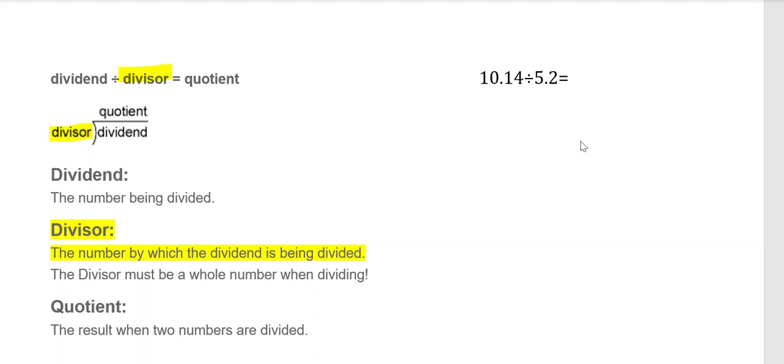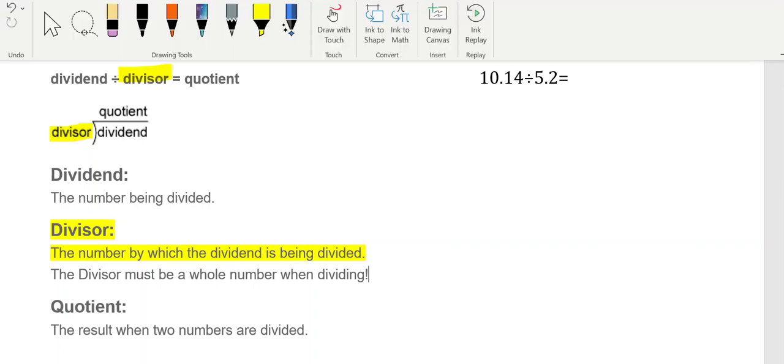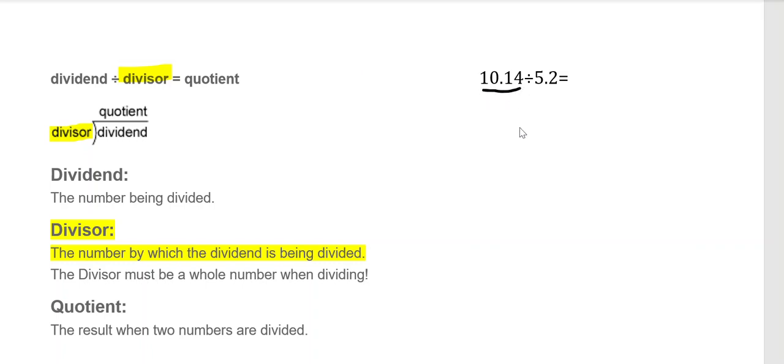Here we have another division example. 10.14 divided by 5.2. The first number is my dividend and what I put inside the box. The second number, what I'm dividing by, is my divisor.